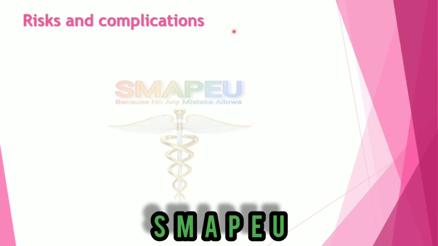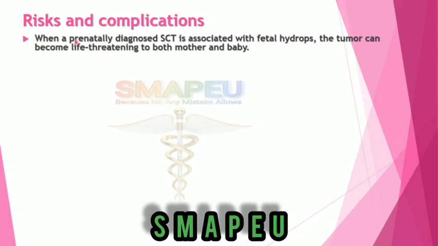The risks and complications of sacrococcygeal teratomas. When a prenatally diagnosed sacrococcygeal teratoma is associated with fetal hydrops, the tumor can become life-threatening to both mother and baby.